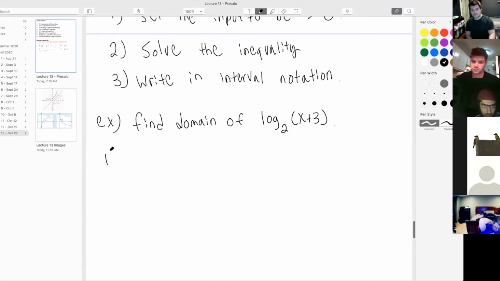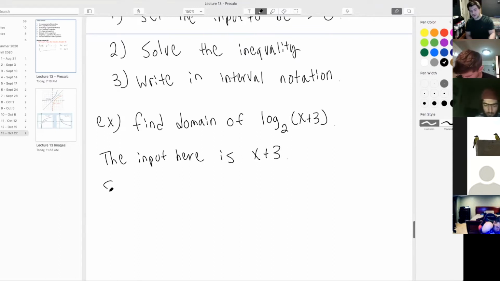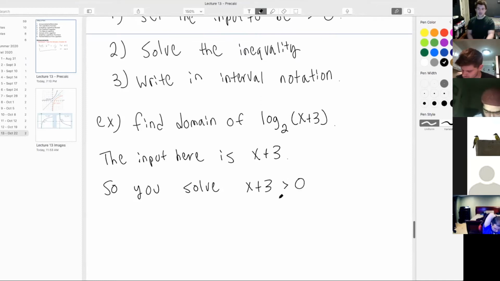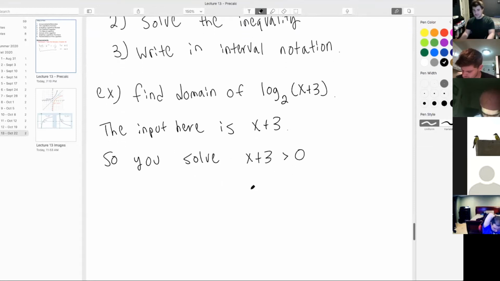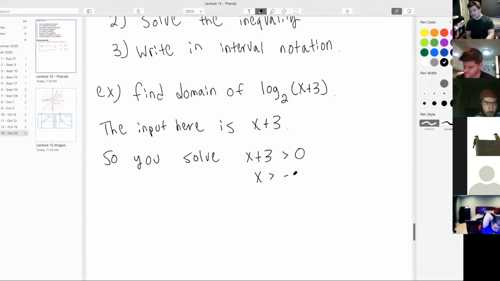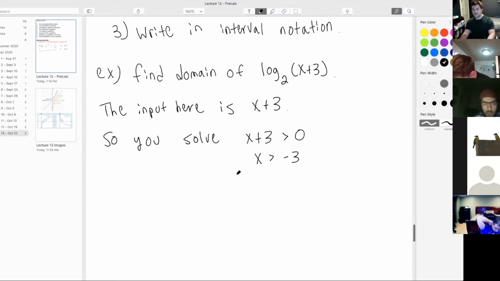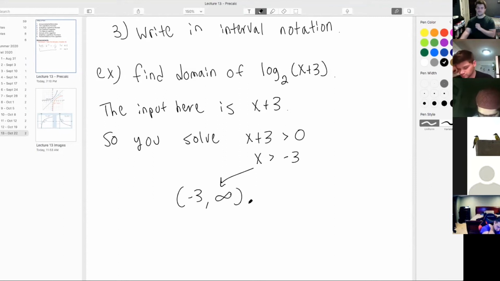Okay, so all you need to do, the input here is x plus 3. So you set that to be greater than 0. You solve x plus 3 strictly greater than 0. This is not greater than or equal, it's a strict inequality. And this is just x is greater than minus 3. So you subtract 3 from both sides. And now we go into interval notation. That will be parentheses -3 to infinity parentheses. Our previous work of solving inequalities and putting our answers in interval notation is really coming in handy. So there is a reason why we do things in a certain order.